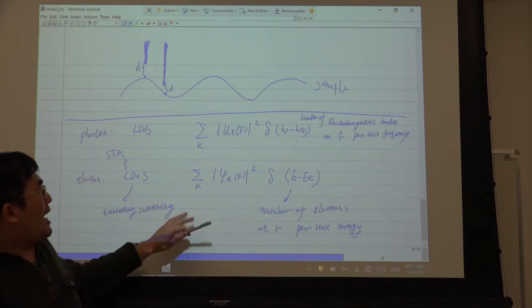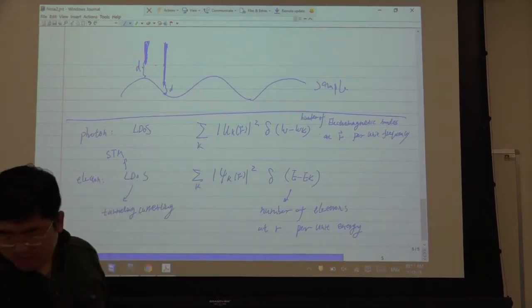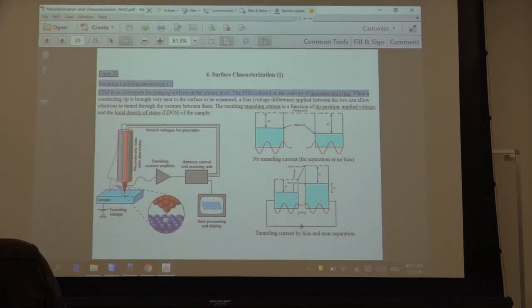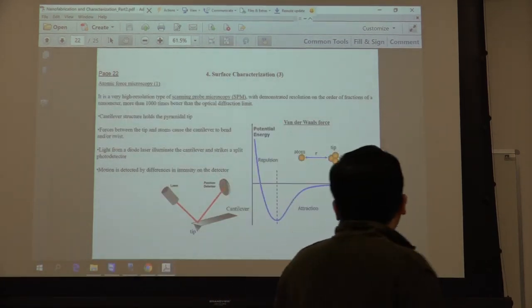I think in the physical society, people just use some analogy or similarity, very similar to each other. They call it scanning. So I come to this part. Finally, it's atomic force microscopy.